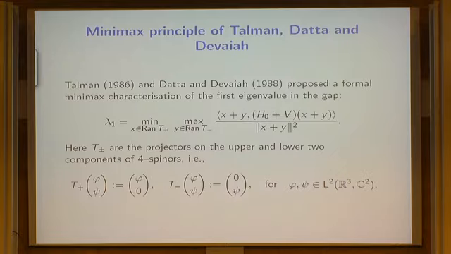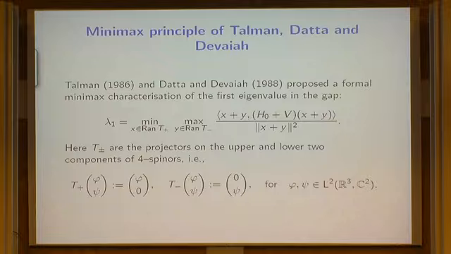So now, of course, physicists and chemists tried a lot of different approaches to write down some minimax principles. Some of them look strange to us. Some of them turned out to be correct. And one of the correct ones was introduced by Talman in 1986, and then by Datta and Devaiah in 1988, completely independently. It's hard to suppose that they knew about each other. But anyway, the formal proposal was to characterize the smallest eigenvalue in the gap in the following way.